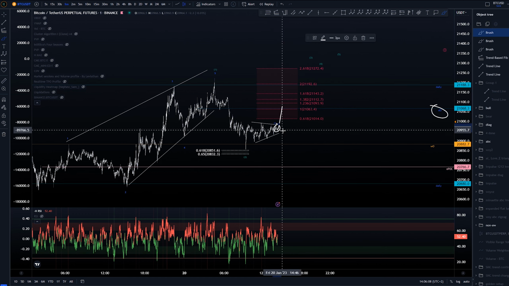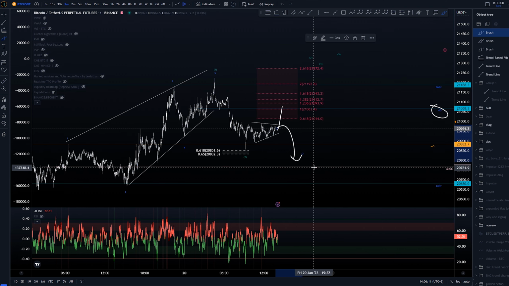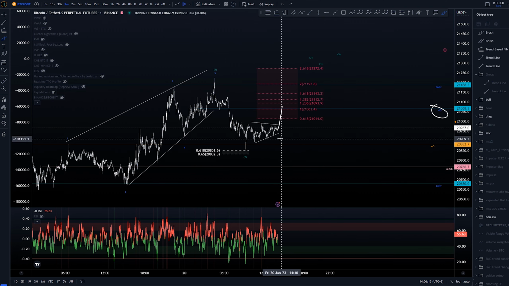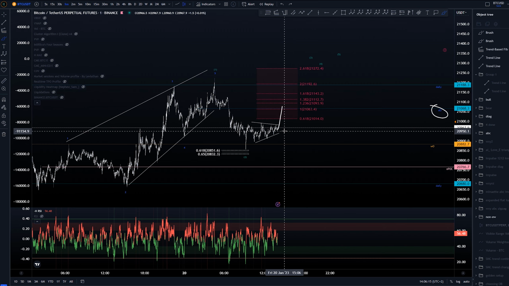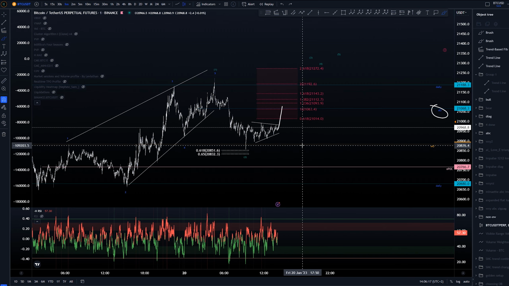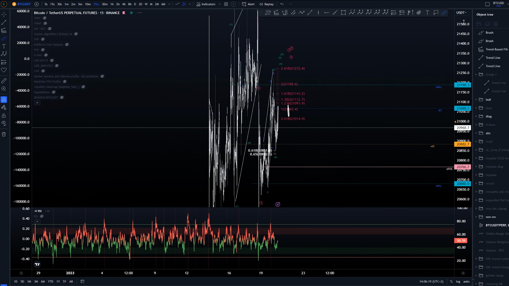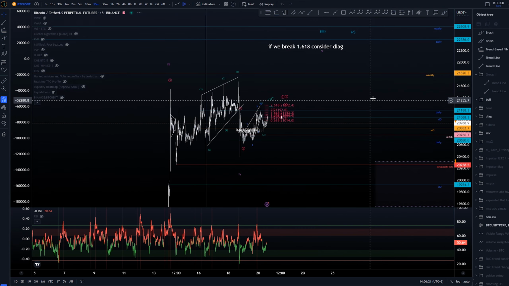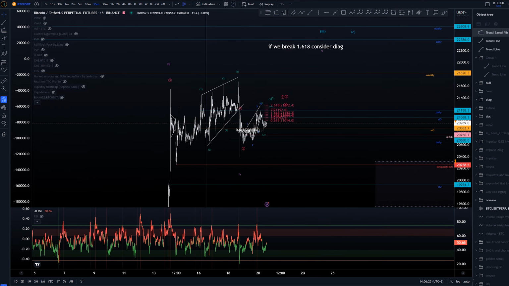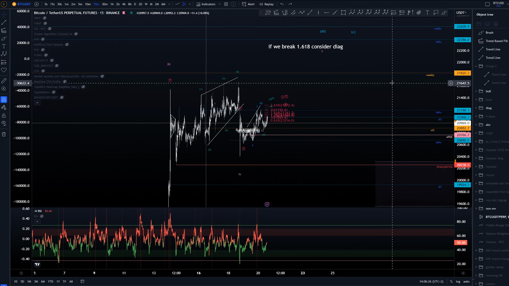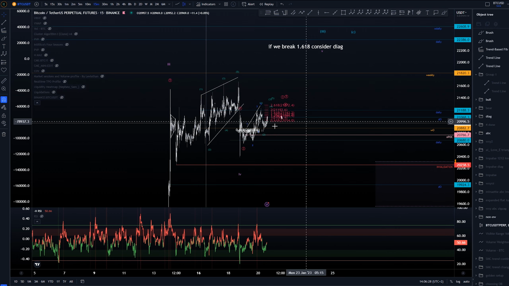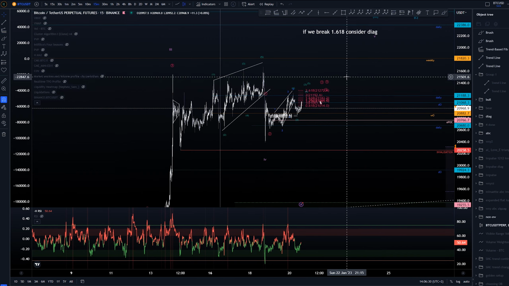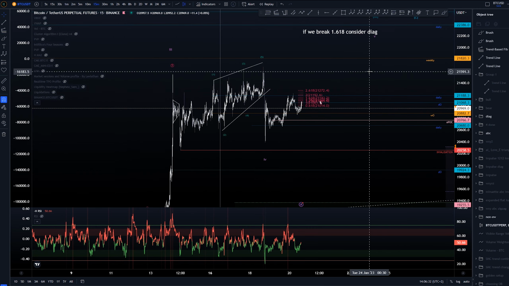We'll see if this turns out, or if we just roll over. That is of course another possibility, then my long setup here just fails. But yeah, that's that. Did I cover everything? I think so. Let's see. Yeah, I don't have anything here other than that triangle. So yeah, I think those are the scenarios that I'm looking for.